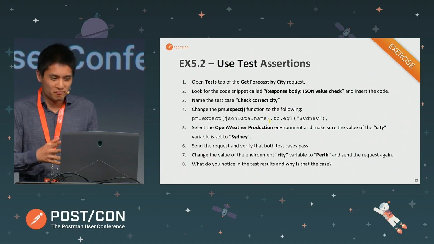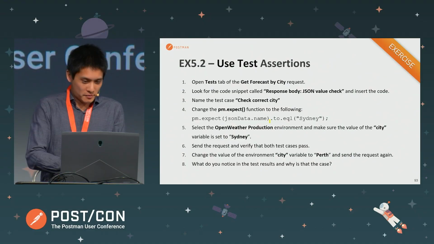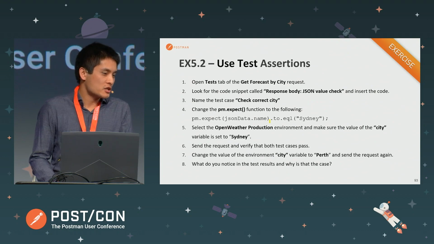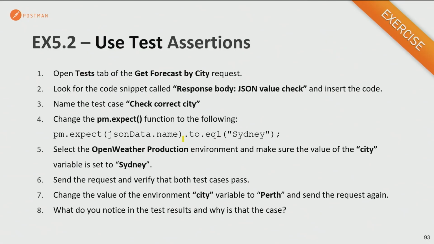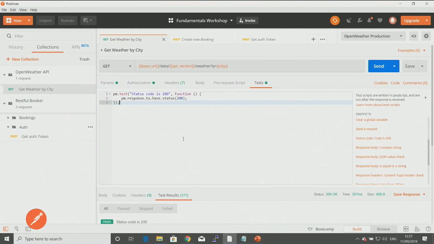Okay, so that previous exercise was an example of a very simple test. Now let's go up in complexity a little bit. The next exercise we're going to do, we're going to write a test case to basically check our response data, check that JSON value. So right now, we're sending a request to get the current weather for a particular city.